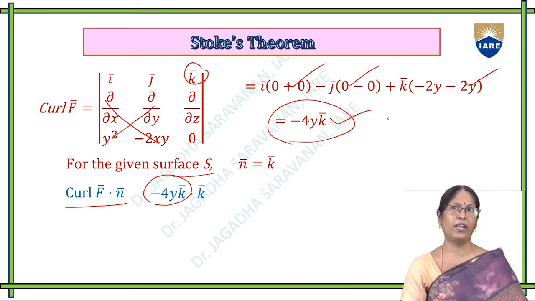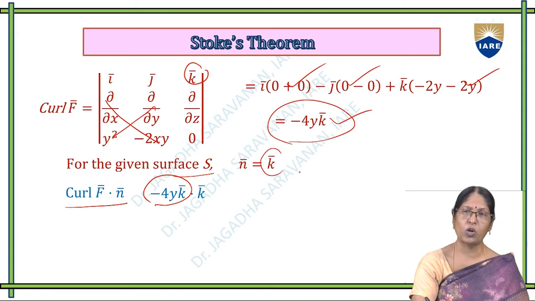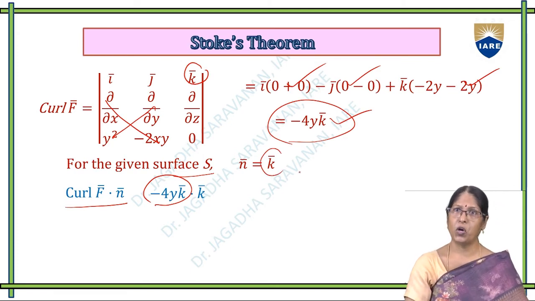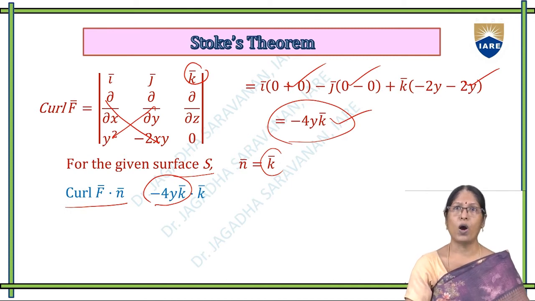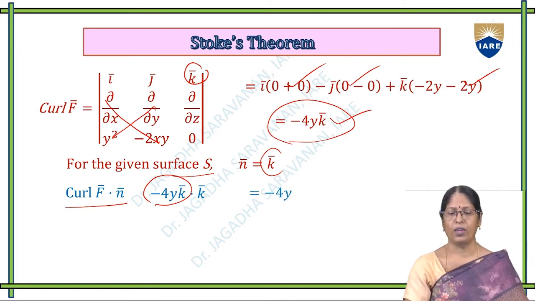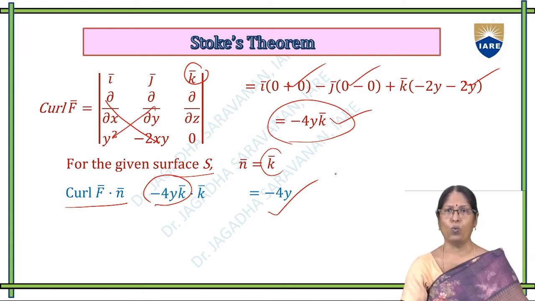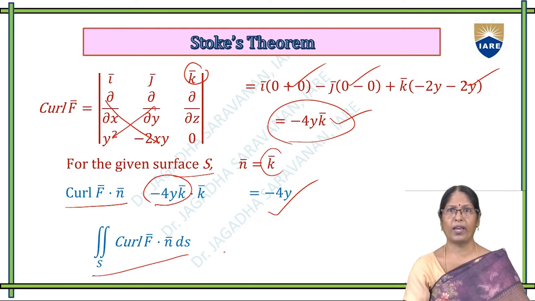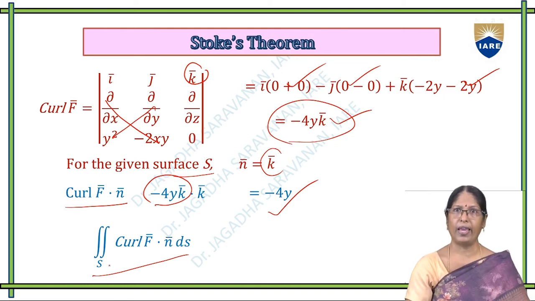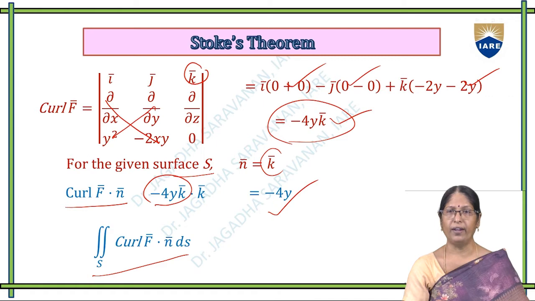Curl f, already we got it just now. We did the determinant, we got minus yk. So the determinant value is minus yk, and our unit normal vector is k. The dot product k dot k is nothing but 1. So 1 into minus y, which is minus 4y. So the surface integral, the formula is double integral over S of curl f dot n ds.